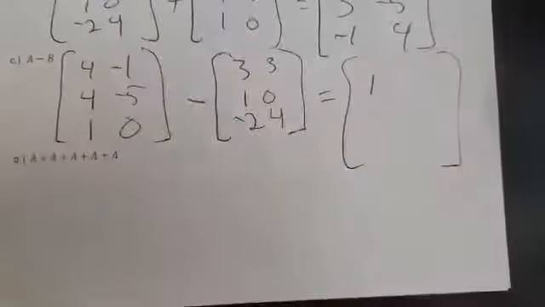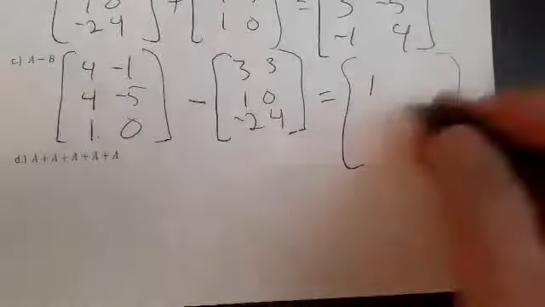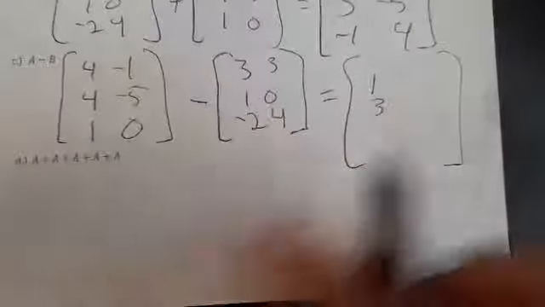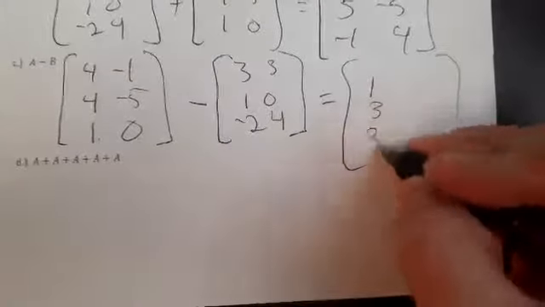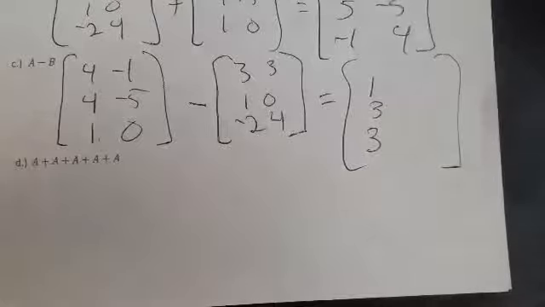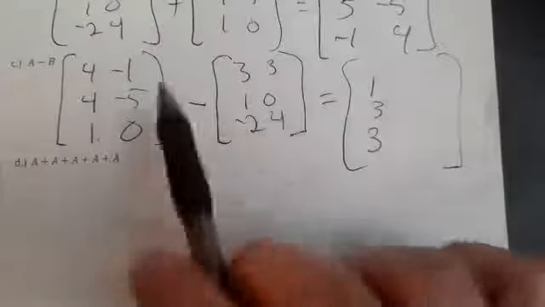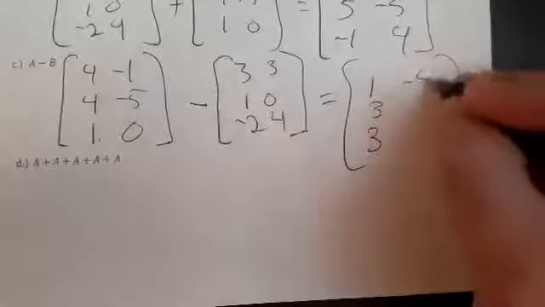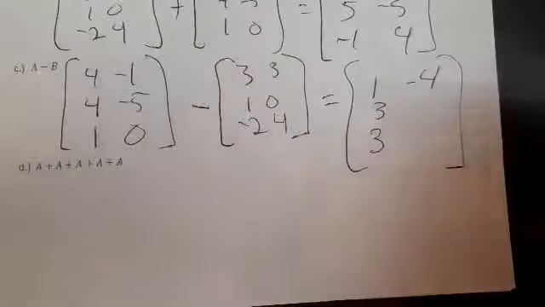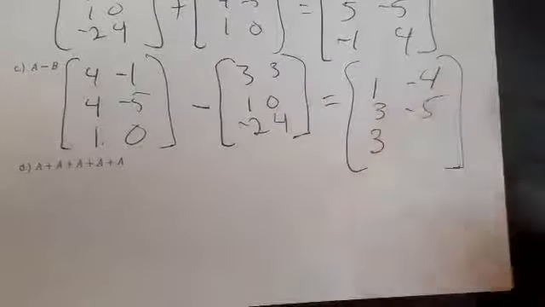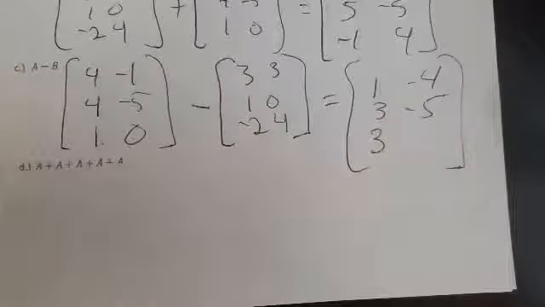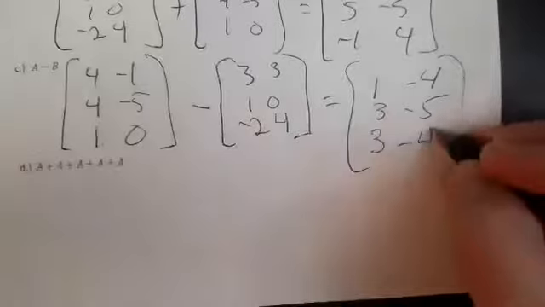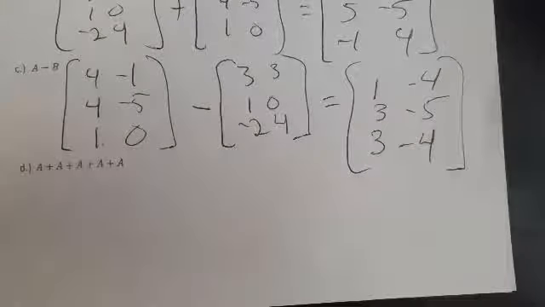1. 4 minus 1 is going to give me 3. 1 minus a minus 2 is going to give me 1 plus 2. It's going to give me 3. This is a -1 minus 3 is going to give me -4. This is a -5, and I'm not subtracting anything. Still a -5. 0 minus 4 is going to be -4.